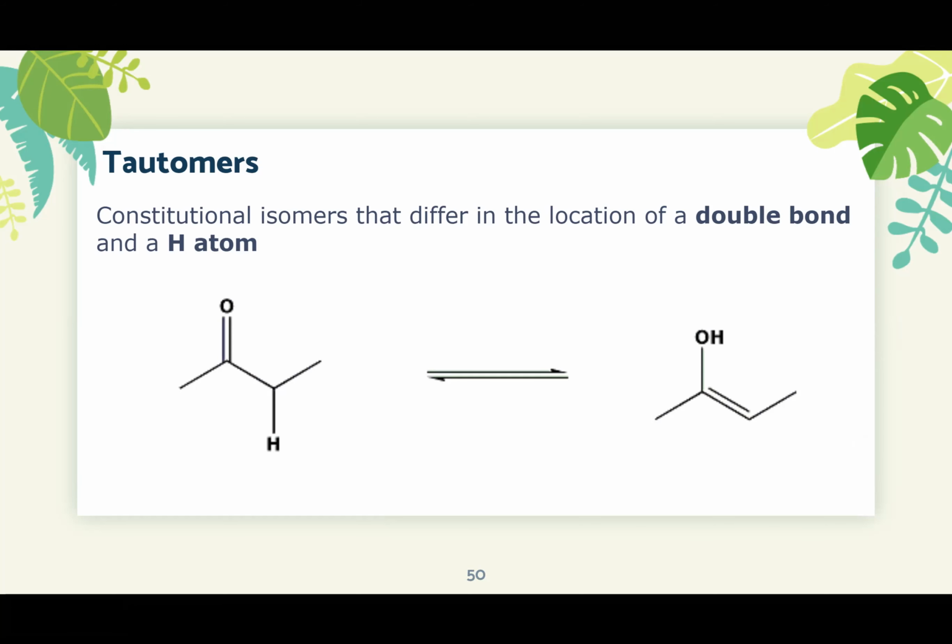These are constitutional isomers because they're going to differ in the location of this hydrogen right here, as well as this pi bond. So you can convert between the enol form and the keto form of these tautomers. And just as a reminder, the keto form is going to be almost always the more stable form. The only time that the keto form will not be more stable is if the enol form is part of an aromatic ring.